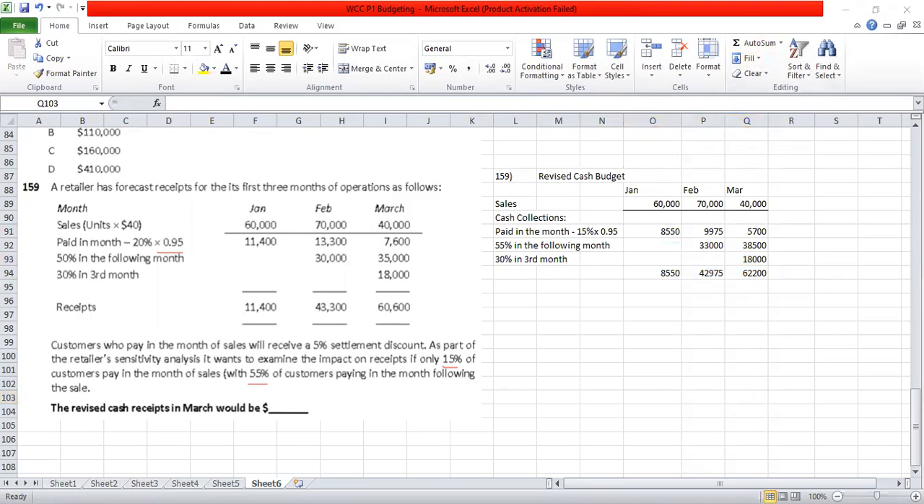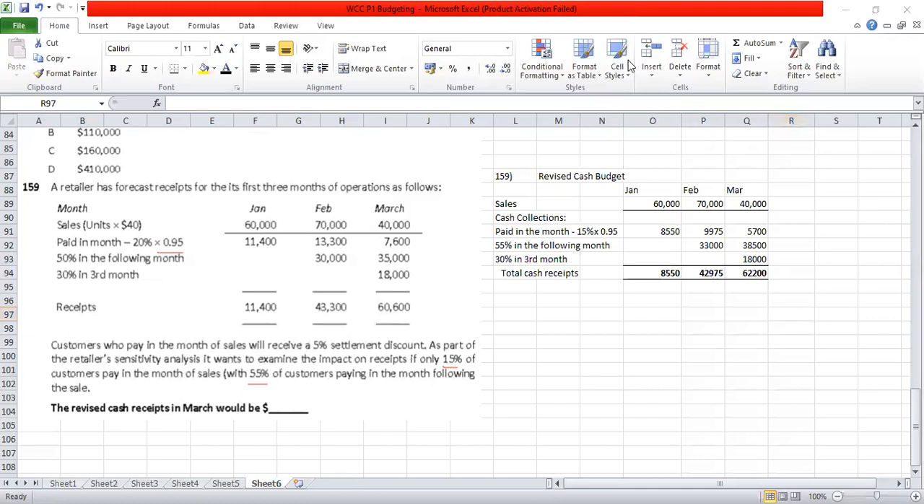62,200. So the answer is 62,200 will be collected in the month of March.